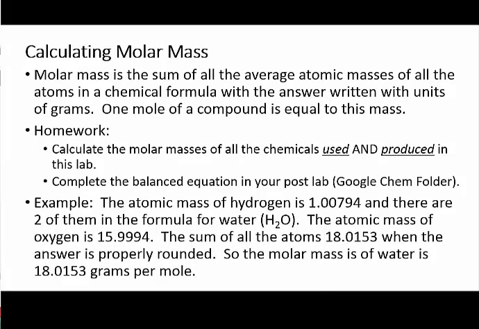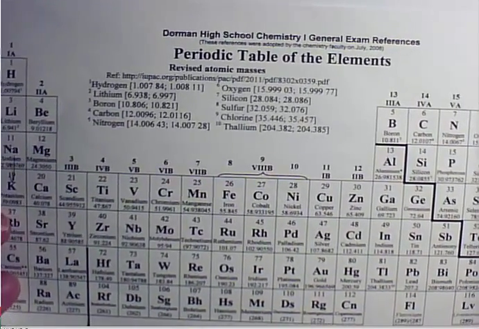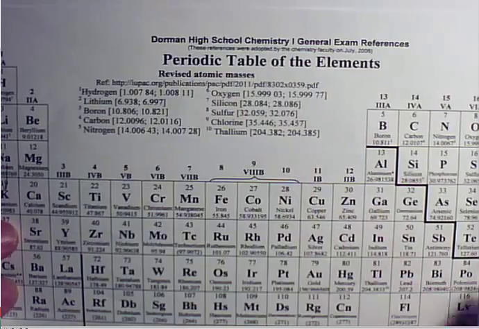All right, just to remind you, the homework yesterday was to calculate the molar masses of all the chemicals used and produced in the lab that we did yesterday, okay? And I gave you a definition. It's a pretty simple definition. Molar mass is the sum of all the average atomic masses of all the atoms in a chemical formula written in units of grams. So 1 mole of a compound is equal to this mass. So it's just an addition problem, guys. And I know you guys can all add. All right, average atomic masses are found on the periodic table of elements.